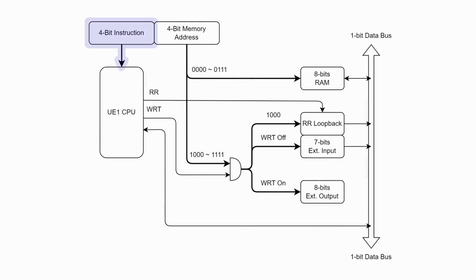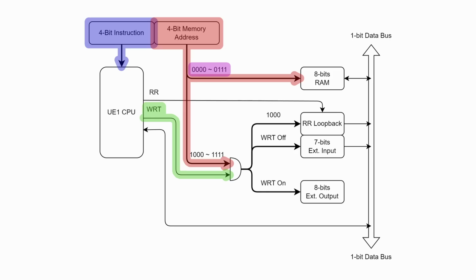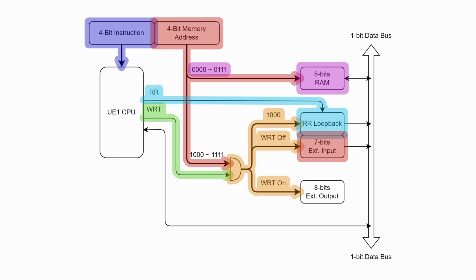So the 4-bit instruction is coming into the CPU, and depending on what instruction we're doing, we're combining the write signal being output from the CPU with a 4-bit memory address. If the memory address is between 0000 and 0111, we're either reading from the scratch register or writing to the scratch register. But as soon as the address hits 1000, if the write instruction is off, we are reading from the input switches or the result register in loopback. And if the write signal is on, we are writing to the output register.